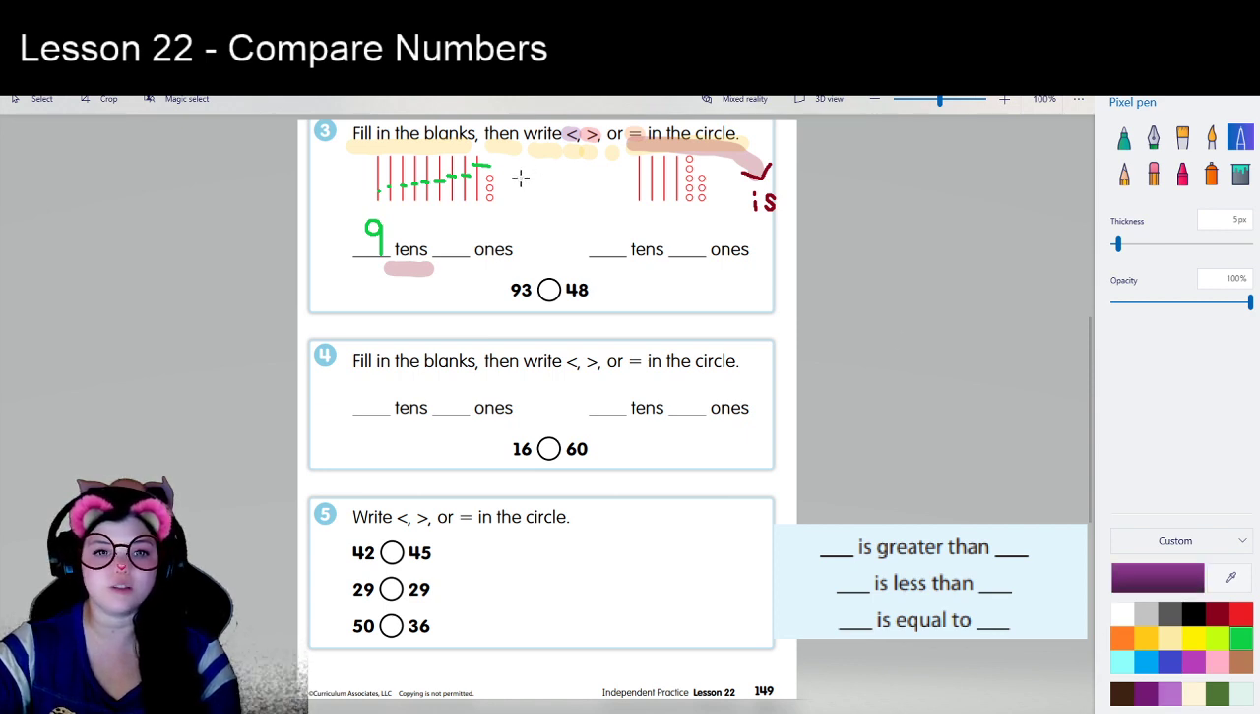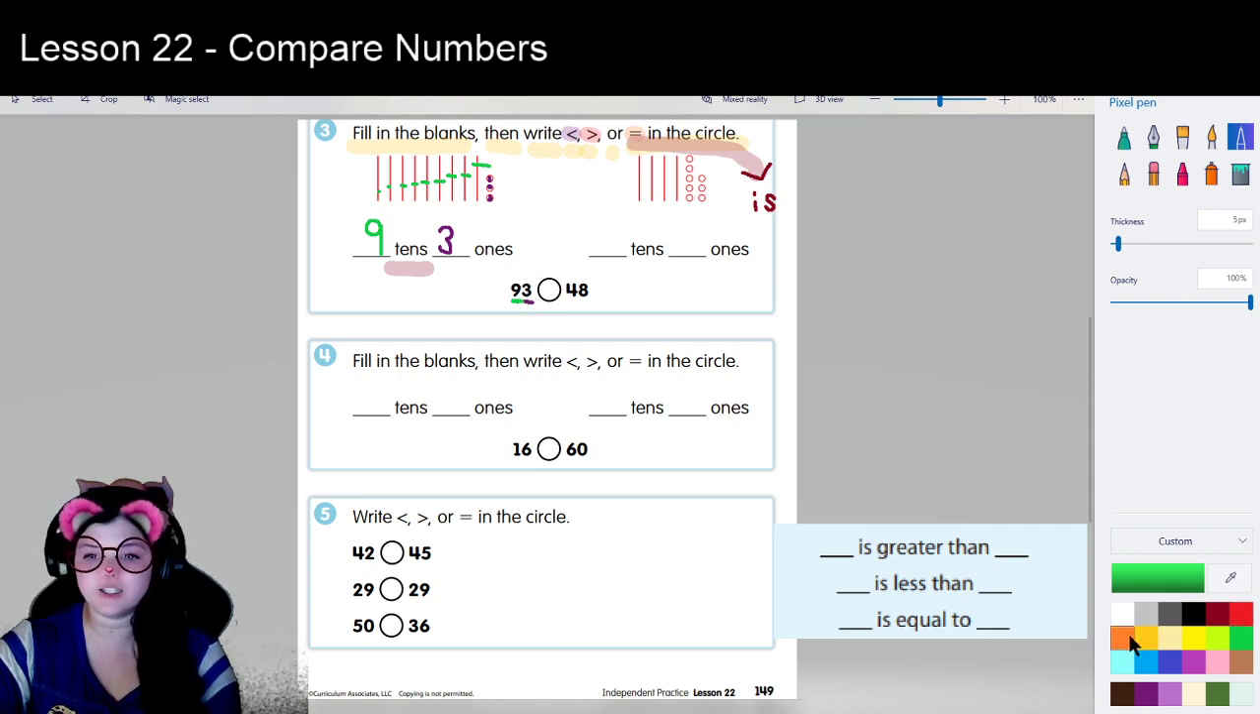And how many ones do you see? How many circles? 1, 2, 3. 3 ones. 9 tens, 9 groups of 10, and 9 in my tens place, which makes the number 93.